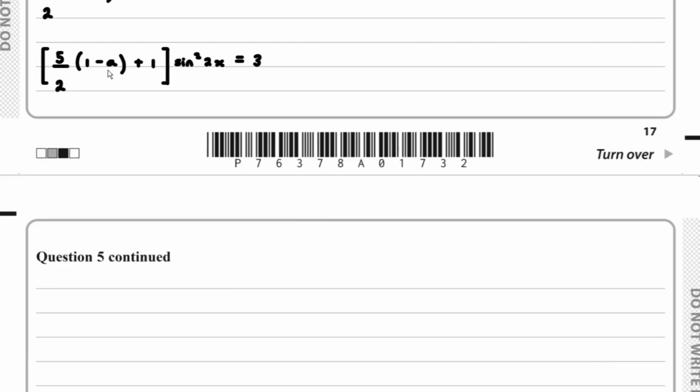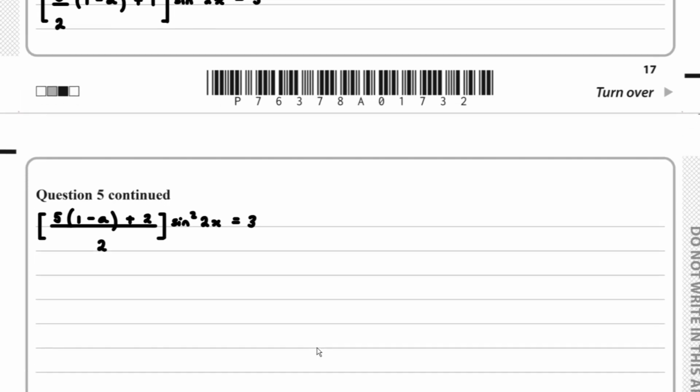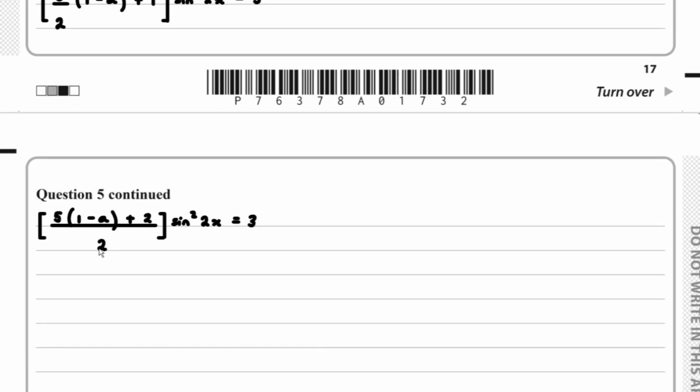We can rewrite this bracket as follows. We've got 5 multiplied by 1 subtract a plus 2 all over 2, because 2 over 2 is just 1. So I've got 5 times 1 subtract a plus 2 over 2 times by sine squared 2x equals 3. So if I multiply through by the 2 and then simplify what's inside the numerator of this bracket, I would have 7 subtract 5a sine squared 2x equals 6. And therefore, we can conclude sine squared 2x equals 6 over 7 subtract 5a.